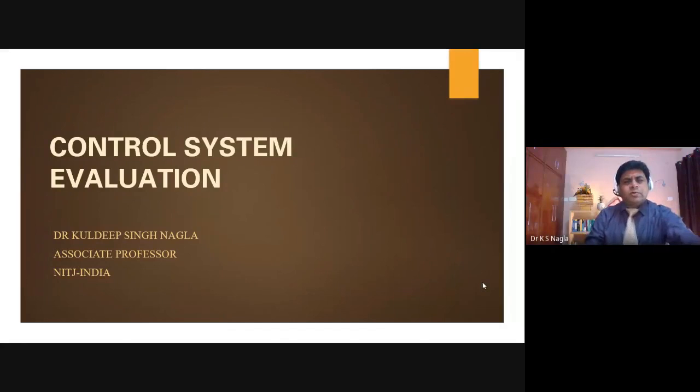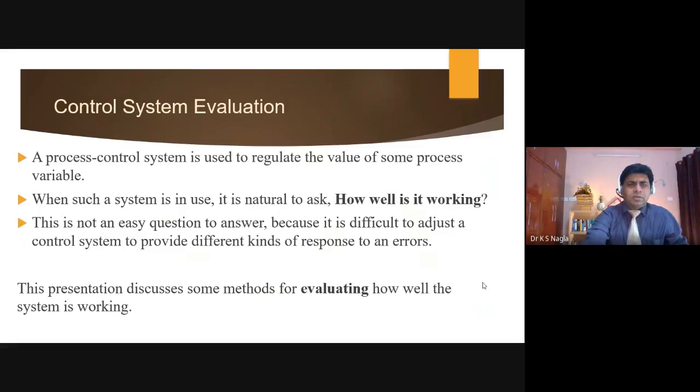This lecture is about the control system evaluation. We are already well aware of the feedback control system as well as the fundamentals of the control system. Now the question is why to evaluate and how the evaluation is required.